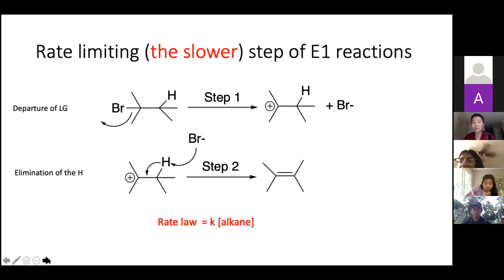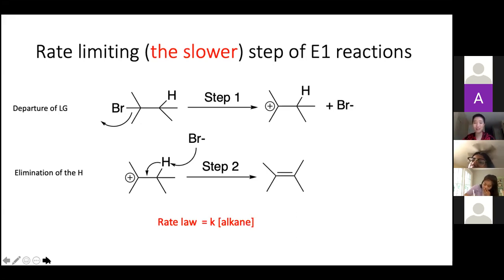Which order is the reaction? Is it first order? Is it second order? Is it we don't know? First order. It is a first order because of what? Because it has one molecule. Because it is a unimolecular reaction in the first step.